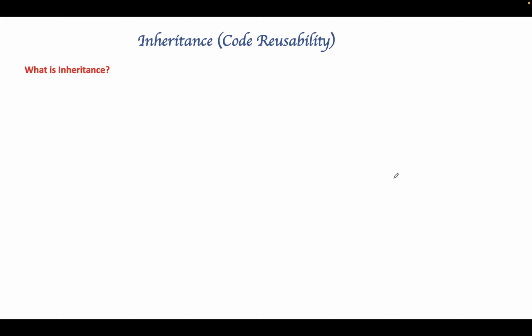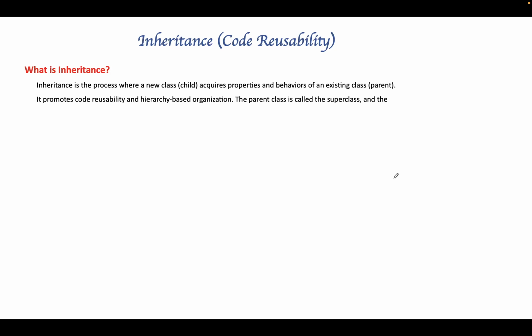Inheritance, code reusability. What is inheritance? Inheritance is the process where a new class acquires properties and behaviors of an existing class. You can relate it with your father. You have many basic or common things with your father or mother. This is inheritance. Inheritance promotes code reusability and hierarchy-based organization. The parent class is called the superclass, as I told you in the beginning of the lecture. The child class is called the subclass.